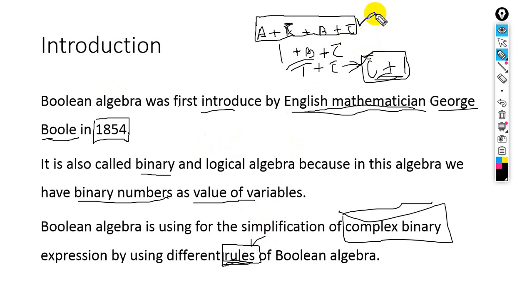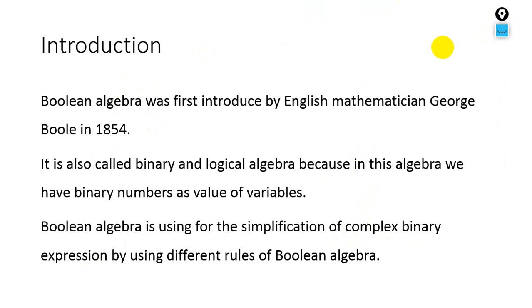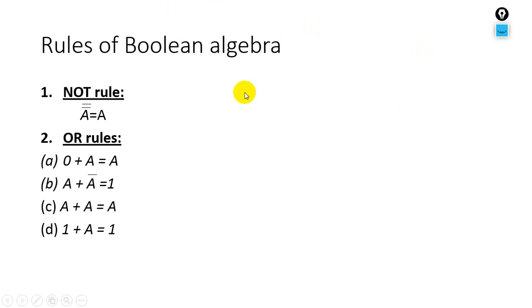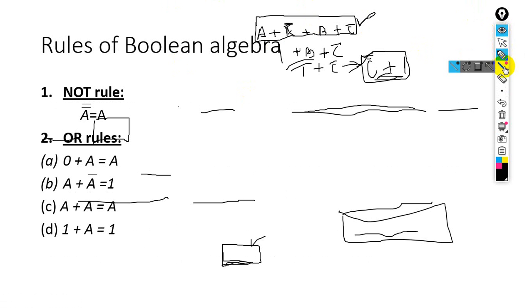So the main aim of Boolean algebra is to simplify complex Boolean expressions, complex binary expressions. For that we use Boolean algebra to simplify those complicated Boolean expressions. So this was the main aim of Boolean algebra. Next, we have different rules of Boolean algebra. Before knowing the rules, you need to know about the operations of Boolean algebra.